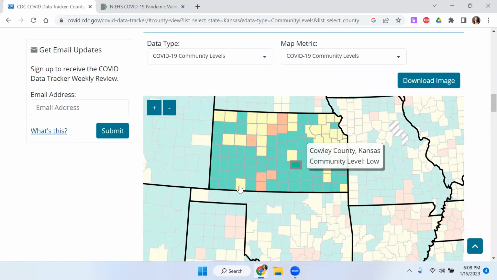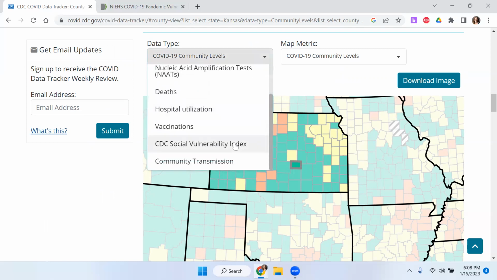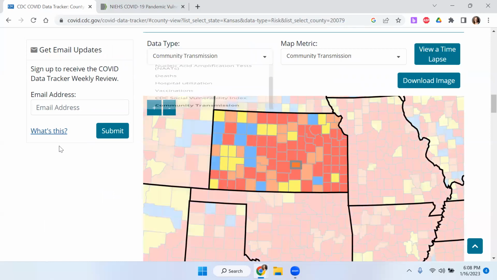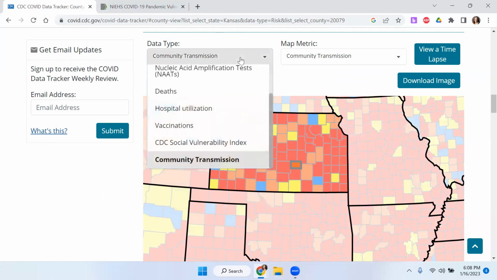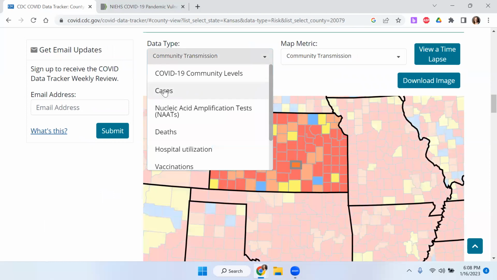The map defaults to the soothing green tones because it's that COVID community level. We want to change it over to transmission. Look what happens when we look at transmission level. Wow, that's really different, isn't it? That's because transmission level is very high across the whole country. You can change to look at other kinds of information.